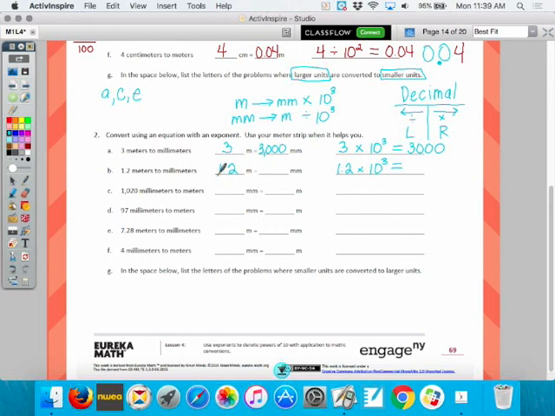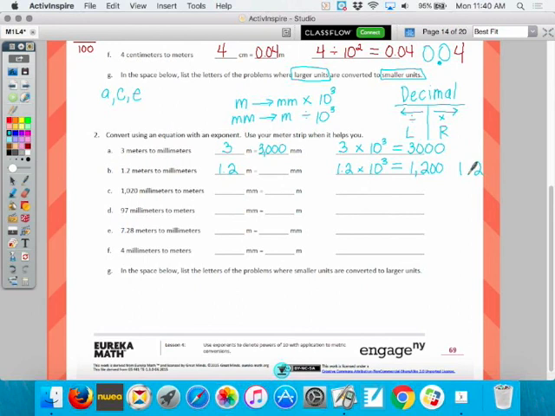Anybody want to give it a try? Josue? I saw you raising your hand. George? It's going to be in the thousands place. 1,200. You're right. 1,200. Let's check it.